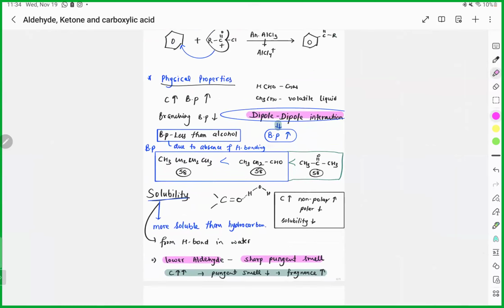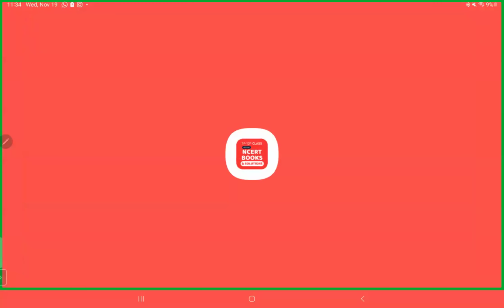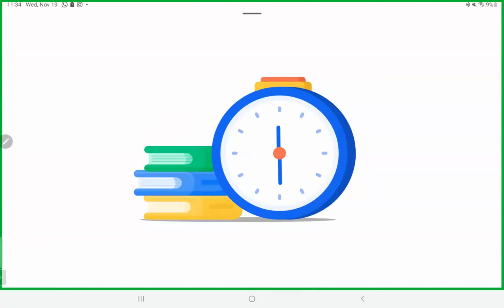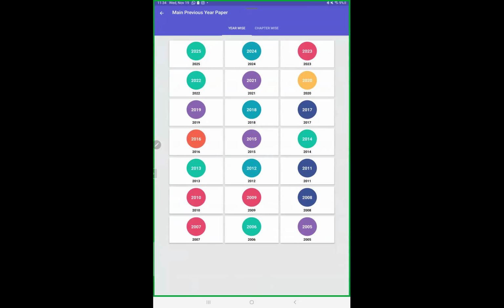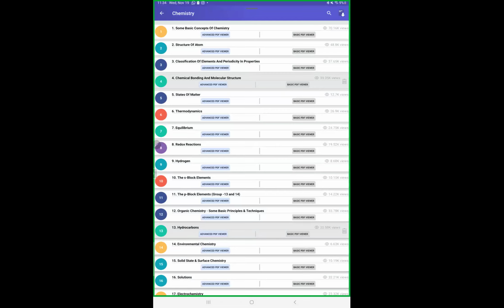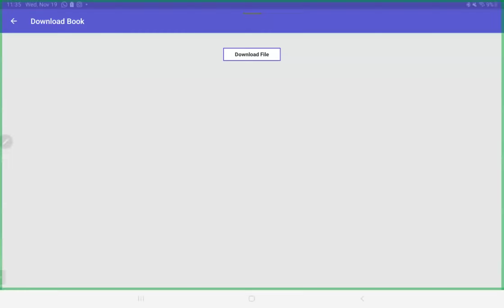And the preparation part overall is done. Now we are left with the chemical properties. As I mentioned, in two more classes we'll finish this. But the chapter is always incomplete without questions. So let's see what kind of questions they are asking. JEE Mains previous year, chapter-wise chemistry, aldehyde, ketone, carboxylic acid.